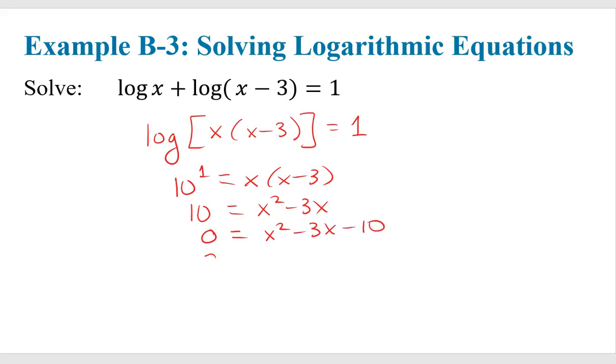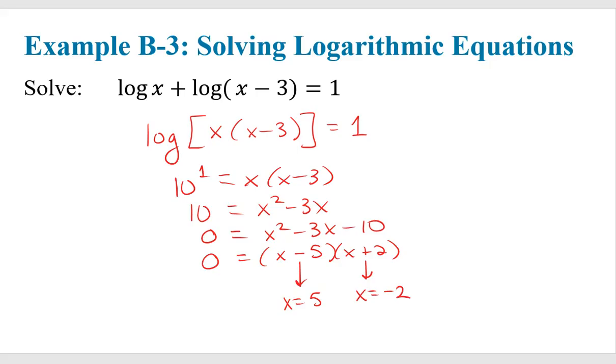I can factor that quadratic, so that's good. So that's x minus 5 times x plus 2. And then solving each of those factors, I get a solution of x equals 5, and I also get a solution of x equals negative 2.